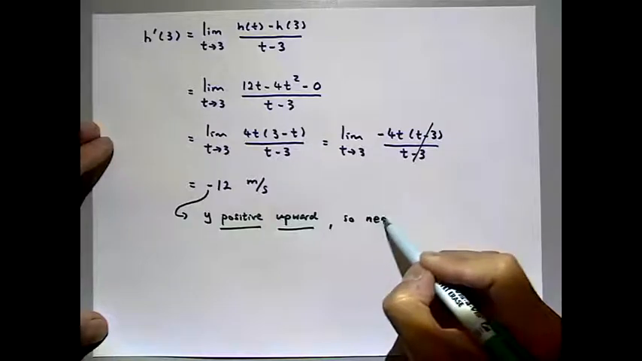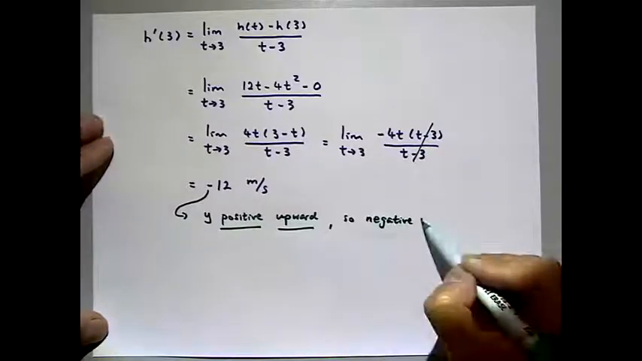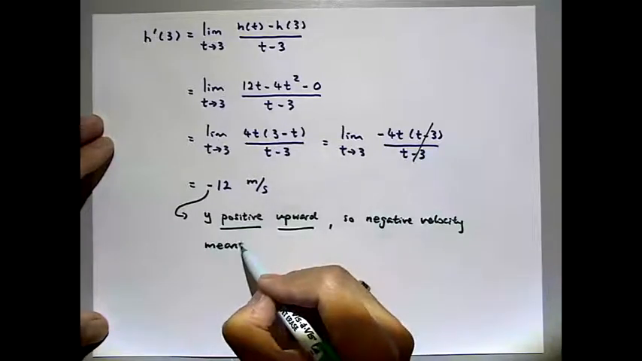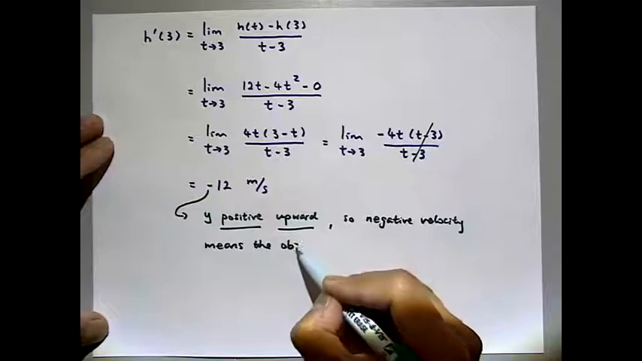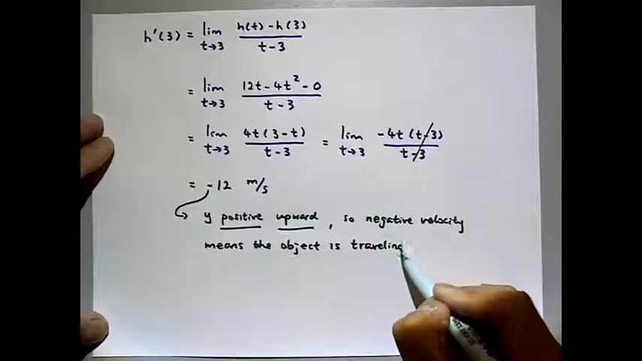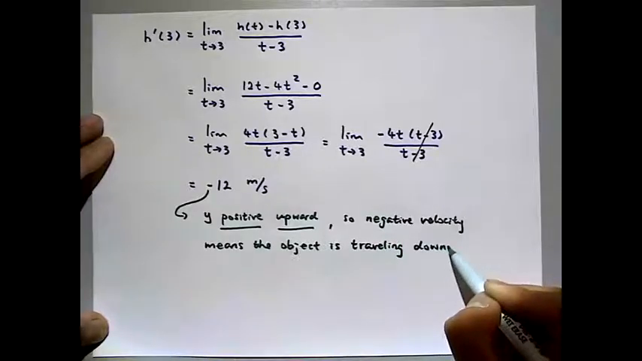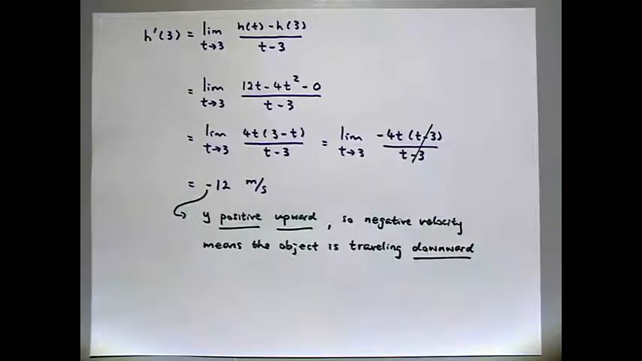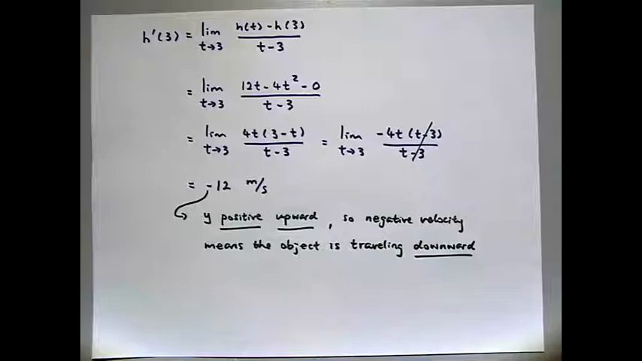So this negative sign, the negative velocity means whatever this object is, it is traveling downward. The physical picture behind this whole problem we're doing makes sense, right? The thing's coming back down. So it's coming back downward at 12 meters per second.